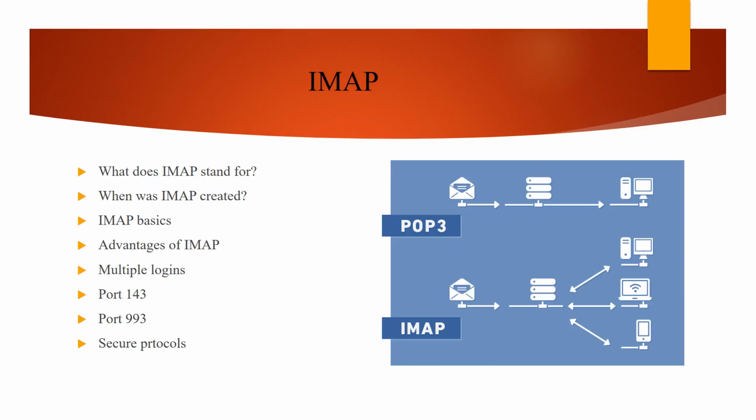Now we're going to go through a few advantages of IMAP. There are several advantages. Like I said, first, it allows you to access your emails from anywhere. Second, it only downloads a message when you click on it. As a result, you do not have to wait for all the messages to download from the server before you can read them.